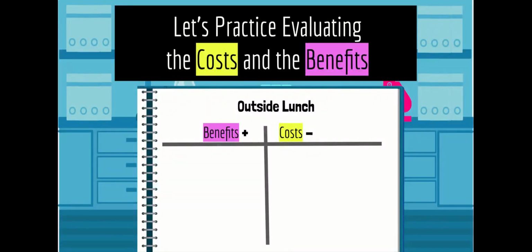I thought we could start this work by practicing looking at the costs, which are the negatives or the cons, or the disadvantages would be another way to say it, the costs and the benefits, which are the positives, the good things, the advantages of a particular solution. So at my school, our lunch is really crowded and noisy. So one of the proposed solutions was that we would have outside lunch.